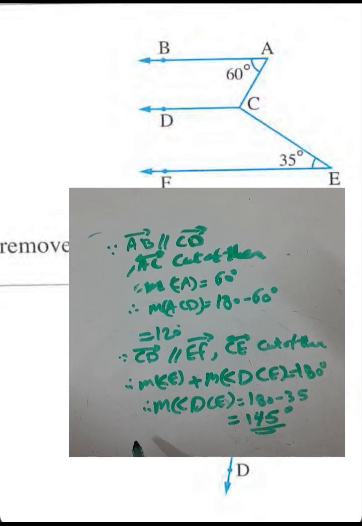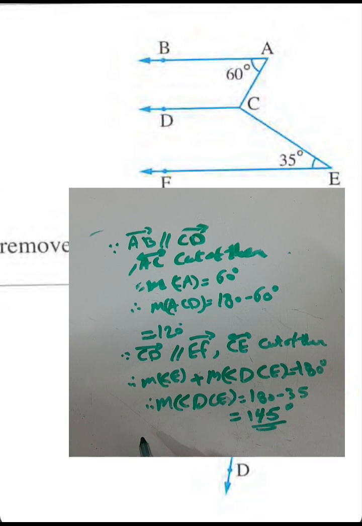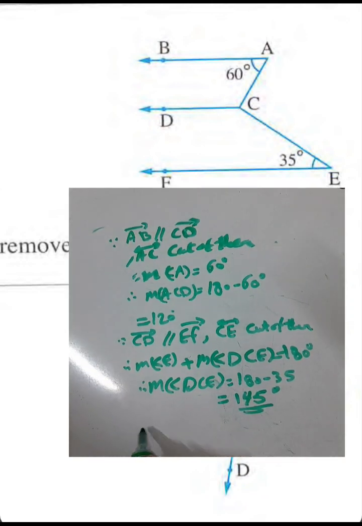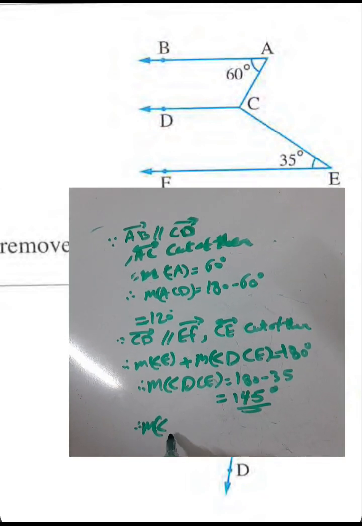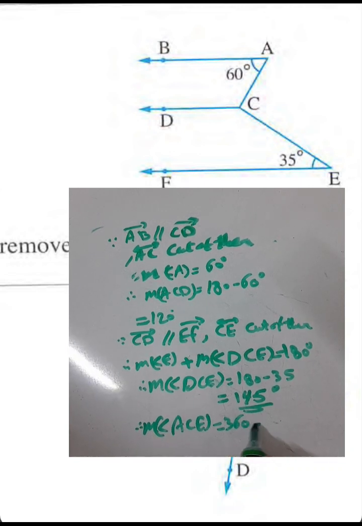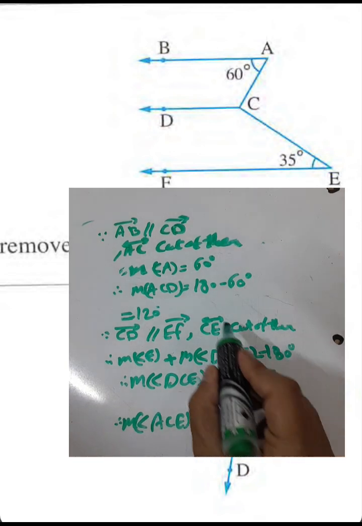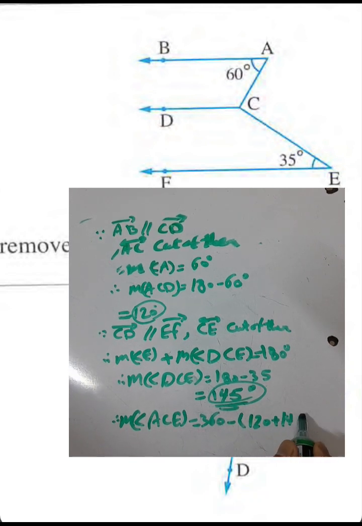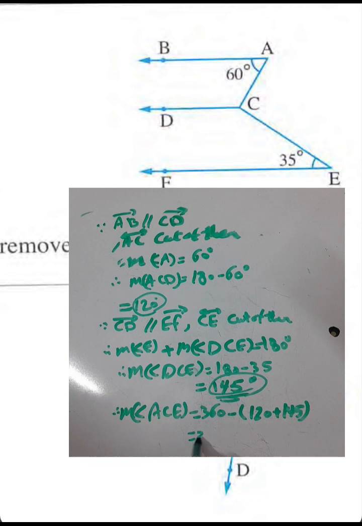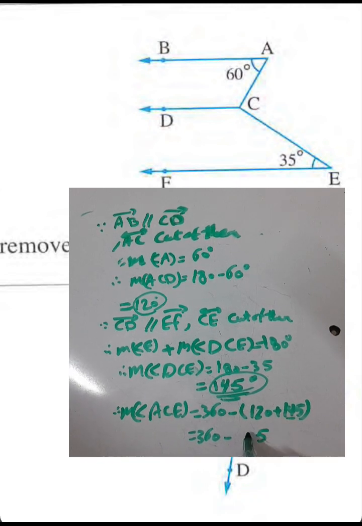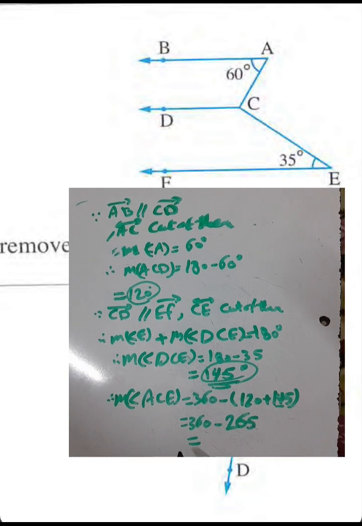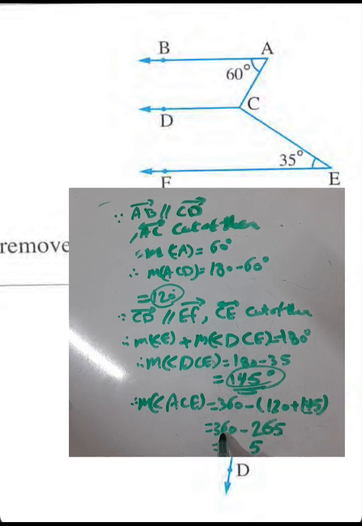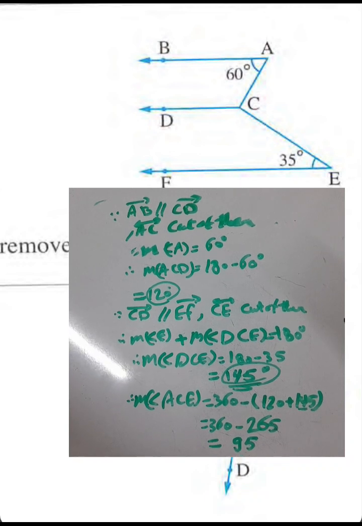And then we can find the measure of angle ACE by accumulative angles. The sum of the three angles here will be 180. Then the measure of angle ACE equals 360 subtract 120 and 145. 120 plus 145. Then we can write 360 subtract 265. 10 minus 5, it will be 5. 15 minus 6, it will be 9. The result will be 95 degrees.